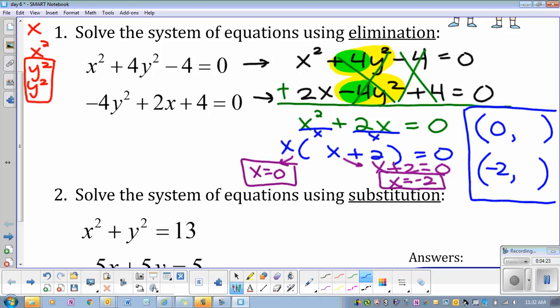Yeah? All right. So let's see, does x equal 0? I mean, this one should be a good one, right? Which one do you want to plug it into? First one or the second one? First one. First one? Okay, let's plug it into the first one. So when x equals 0, 0 squared plus 4y squared minus 4 equals 0. Yeah? What's 0 squared? 0. Now you have 4y squared minus 4 equals 0. Plus 4. Okay. Plus the 4. This looks like a square root method, right? 4y squared equals 4. Divide by 4.